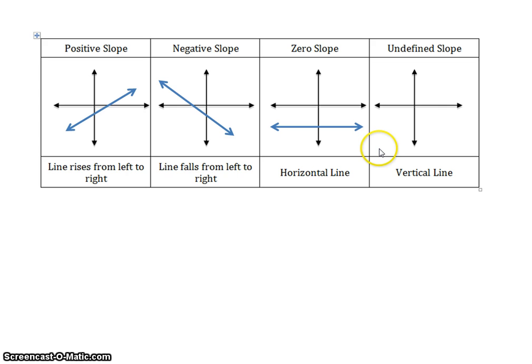There is one other line, and that's a vertical line. A vertical line actually has an undefined slope. We'll talk about this undefined slope at a later time. So, a quick review. A positive slope goes up from the left to the right. Negative slope goes down from the left to the right. A zero slope is horizontal. Undefined slope is a vertical line.